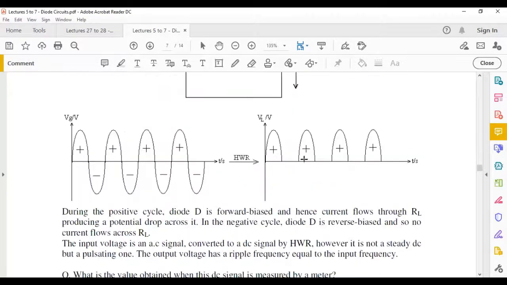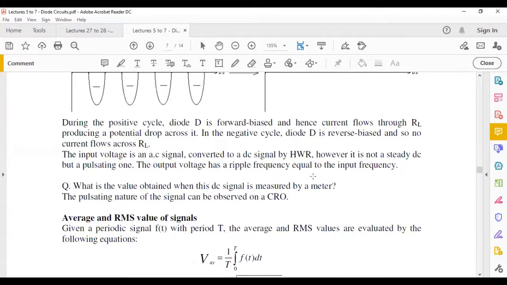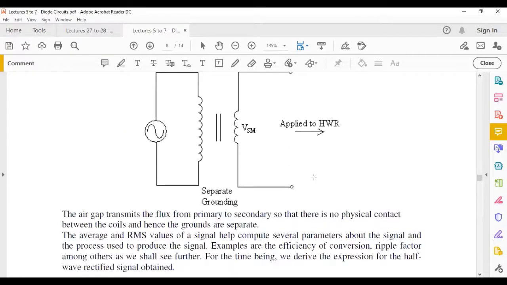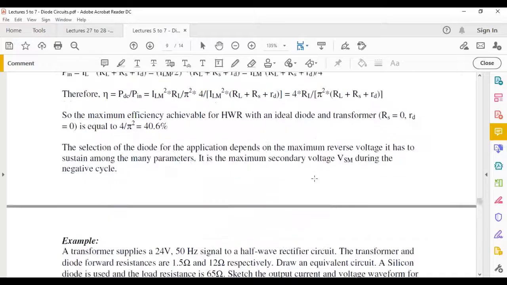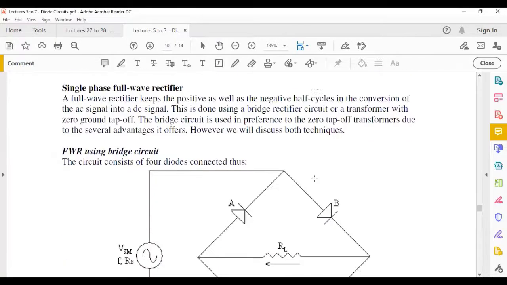So this waveform there, and later we're going to see how we actually try to rectify it, which means try to smooth it out. So we're going to do that later. And then we'll go also for the full wave rectifier.